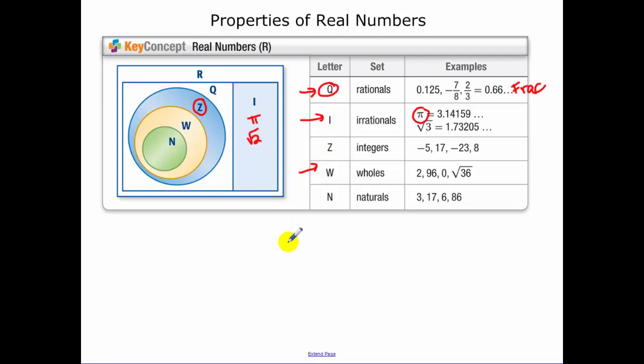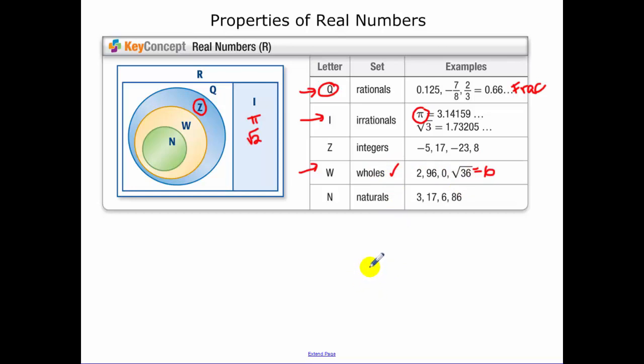Whole numbers are just the positive version of integers. Integers are positive and negative whole numbers. But notice what they have here. The square root of 36, well, that simplifies to be 6. So if you can simplify that radical, that's going to fall into a different subgroup.